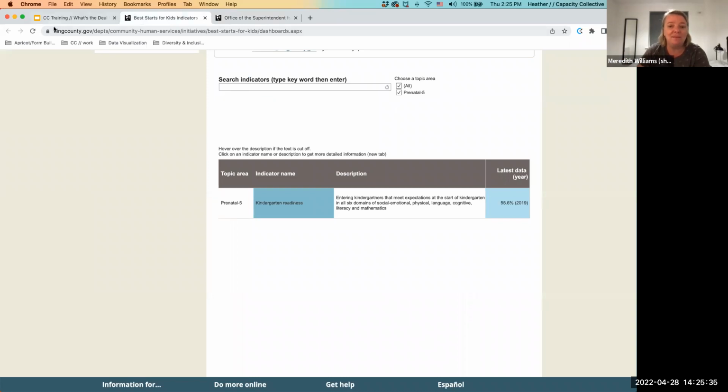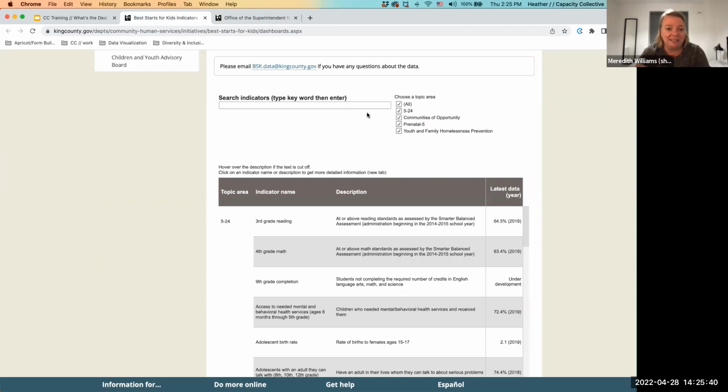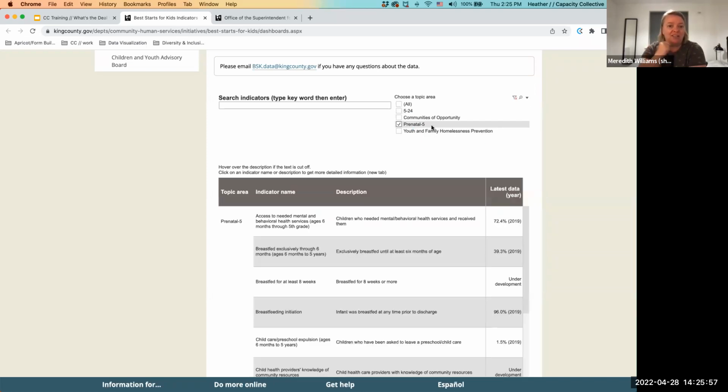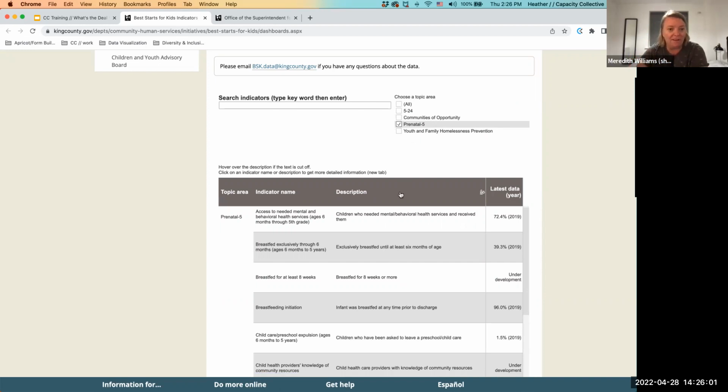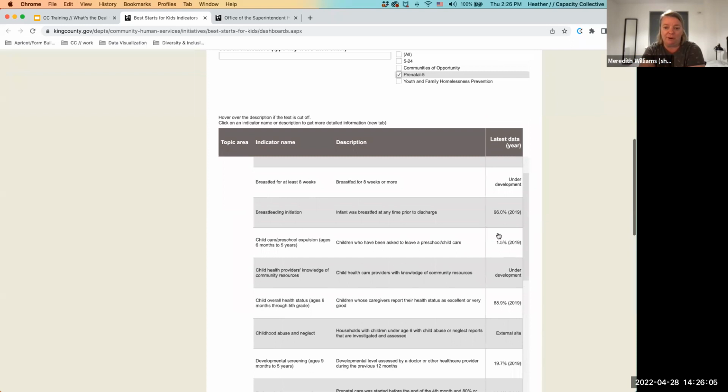Let's this time, instead of searching for a particular indicator, look at the boxes, these topic areas. So for example, I think most of the people here, if you're BSK funded, you're probably in the prenatal to five. So what you can do is uncheck all and check just prenatal to five. And it shows you all of the indicators that are measured in that particular body of work.